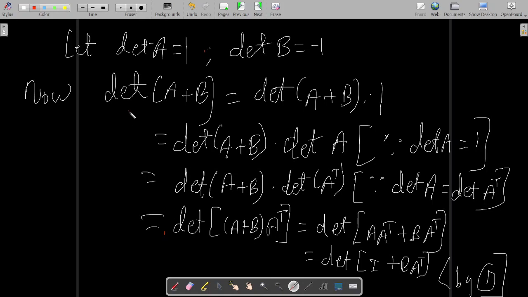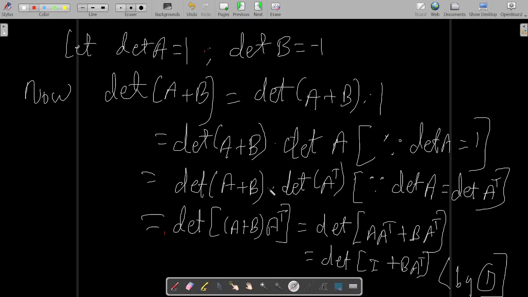So determinant of A plus B equal to determinant of A plus B into 1. 1 is the multiple of every number. Then determinant of A plus B as it is, instead of 1 you will write determinant of A, as we have taken the condition over here. So the same condition I have written over here also. As 1 is equal to determinant of A, so replace 1 by determinant of A.